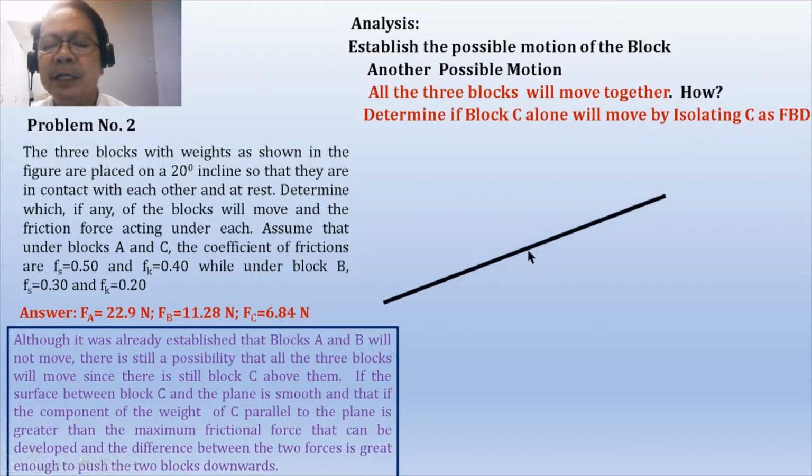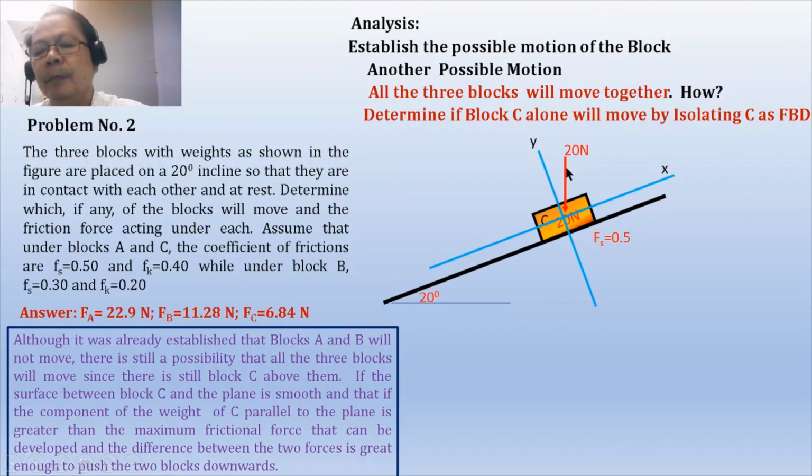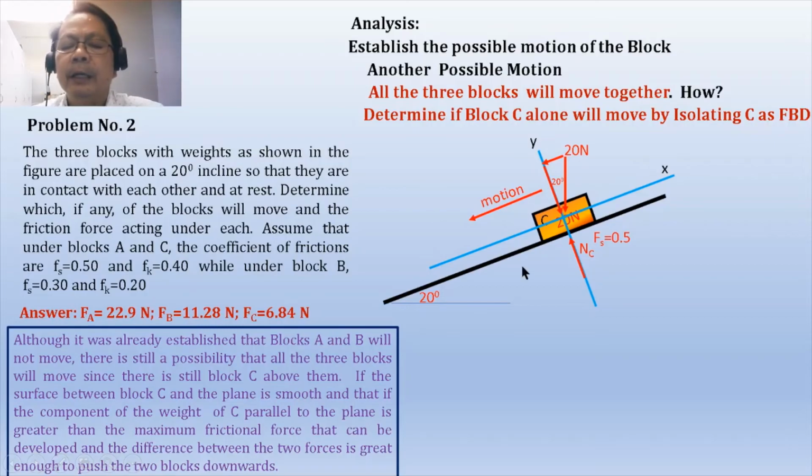Again, let us imagine that this is our plane, making an angle of 20 degrees from the horizontal, and above this, meron tayong block C whose weight is 20 Newton. Pakita ko na yung weight dito. Okay, ito yung kanyang weight. So this weight has a component perpendicular and parallel to the plane as indicated. And there will be a normal force acting here, and because the motion is downward, there will be a frictional force that will be acting upward, whose magnitude will be equal to N sub C multiplied by 0.5.